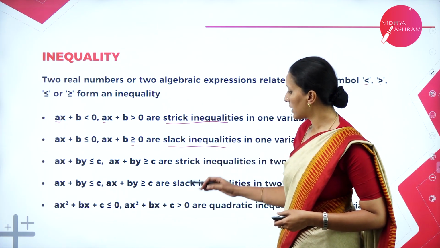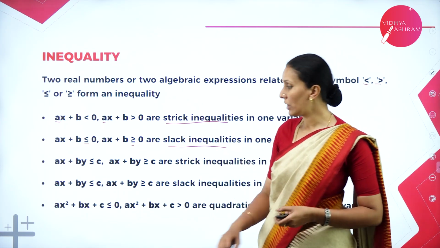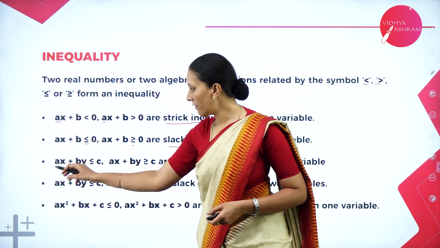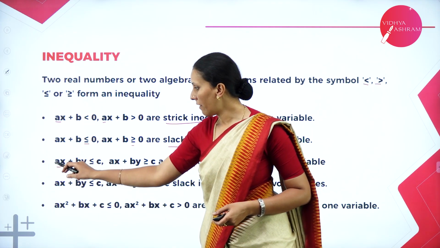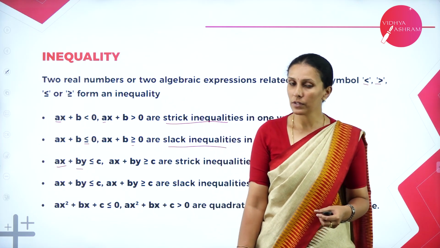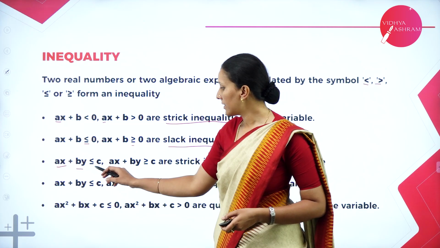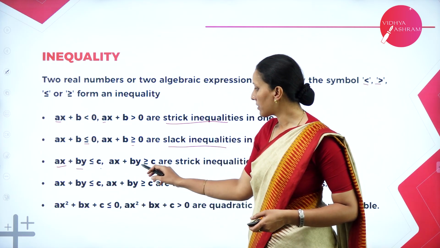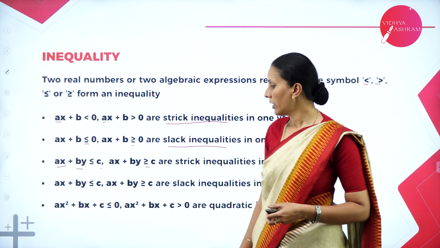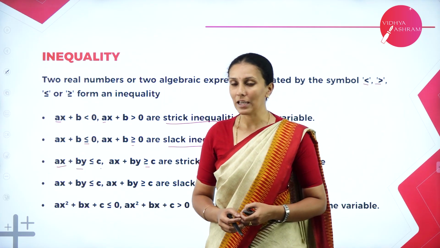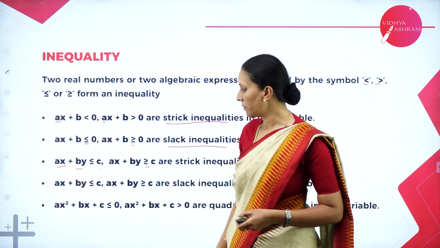The same strict and slack inequalities can also be with two variables. See here we have ax plus by less than c. Here the values of a and b cannot be equal to 0, because the degree of x and y should be equal to 1. Similarly, ax plus by greater than or equal to c are called strict and slack inequalities if they have the same type of form.